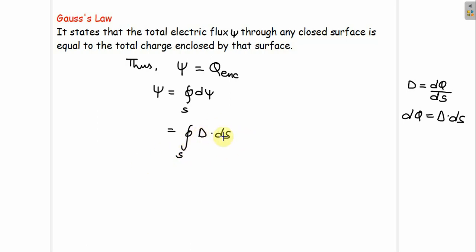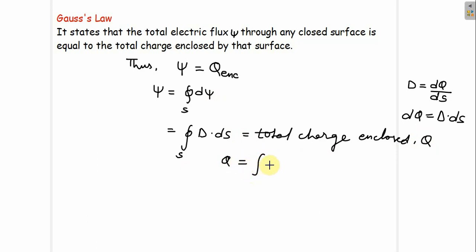Now this is equal to what? This is equal to the total charge enclosed, and that is equal to Q, and this Q is what? This is rho v dv.